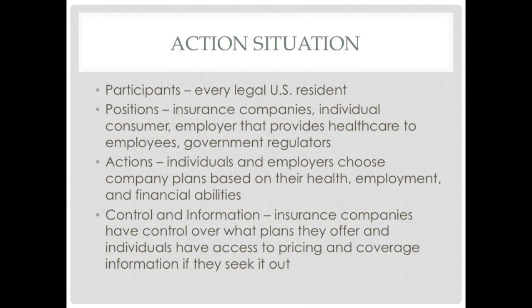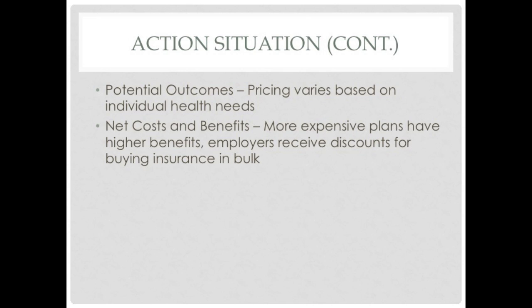Control and information: insurance companies have control over what plans they offer, and individuals have access to pricing and coverage information if they seek it out. Potential outcomes: pricing varies based on individual health needs. Net costs and benefits: more expensive plans have higher benefits. Employers receive discounts for buying insurance in bulk.